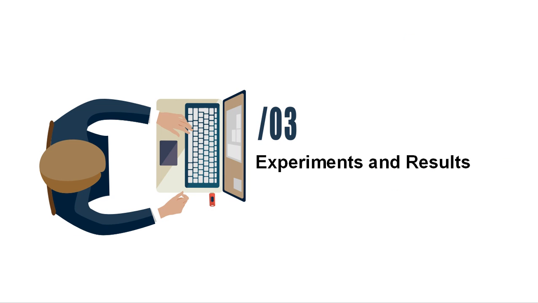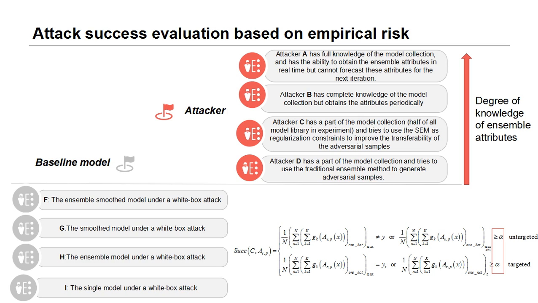So the third part, we will introduce our experiment and results. Different from the traditional attackers, the degrees of the knowledgeable of the model conclusions and the ensemble attributes determines attackers' capabilities. So we define the attackers' capabilities in a top-down fashions from A to D and baseline models from F to I, which is different from the traditional method.